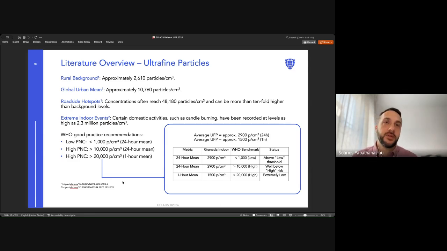particles per cubic centimeter. Now, WHO has some good practice recommendations, which are a little bit problematic, especially when you provide both 24-hour and 1-hour mean values, as they can give a little bit of mixed understanding of what's happening. So here is an example from some measurements that I took inside my house a few weeks ago during a 24-hour period and 1-hour mean.